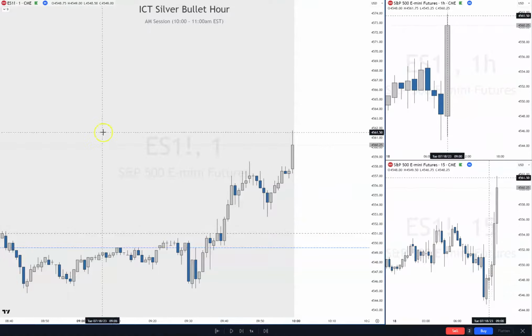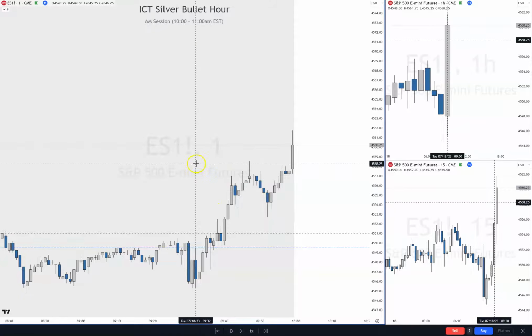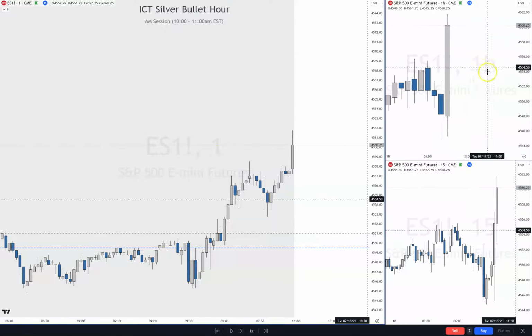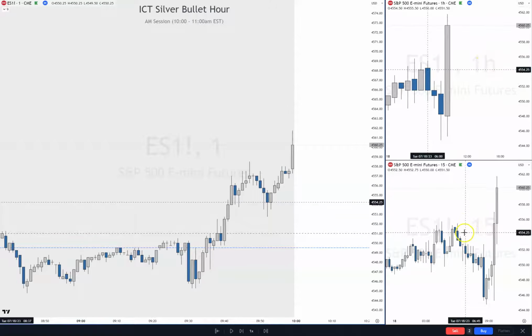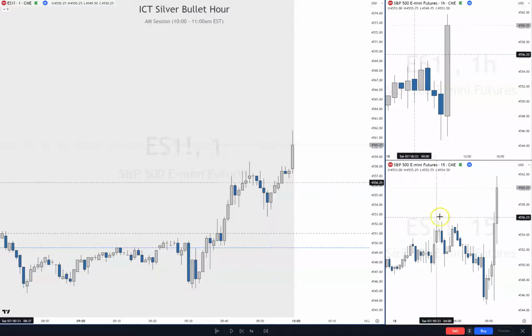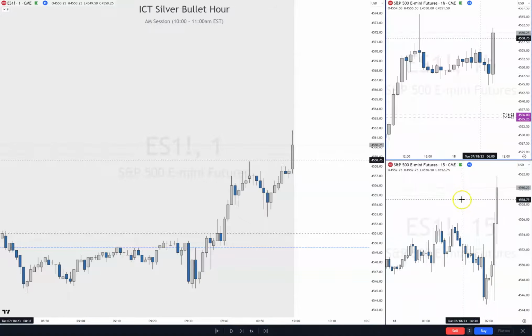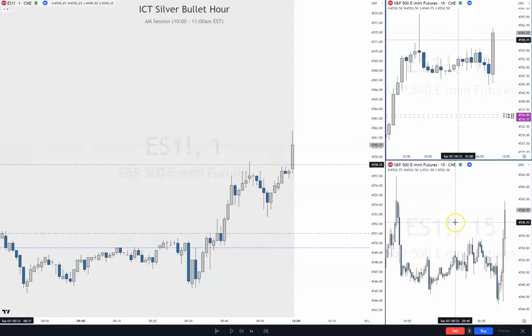So I always have my lowest time frame in the middle, because that's usually what I'm marking up most. But then I also have the 1 hour up on the top right corner, and then I have the 15 minute down here. Now I can change those, but that's usually what I have going on. So right now, I want you to see these. I'm going to zoom these out just a little bit.